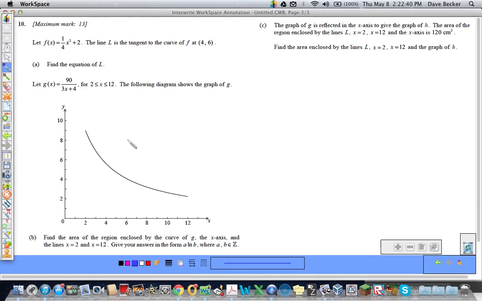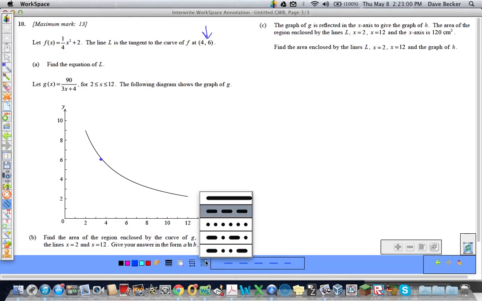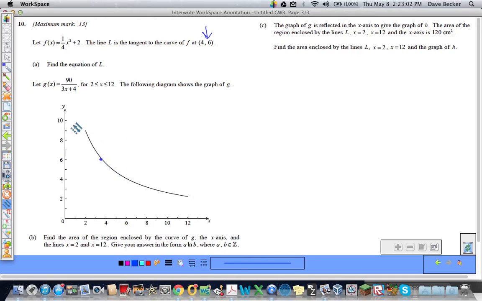Last one, number 10. This was actually easier than you thought too. Let f of x equals 1/4 x squared plus 2. The line L is the tangent to the curve of f at 4, 6, right? So right here, maybe you need to draw it or something because you guys just panicked.